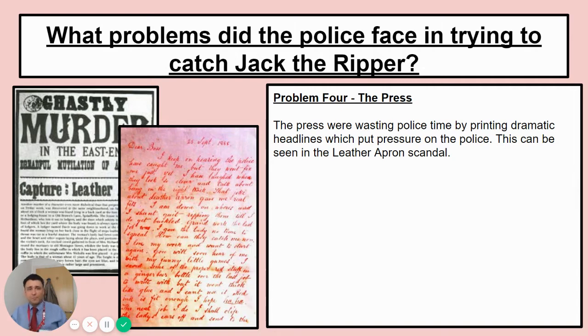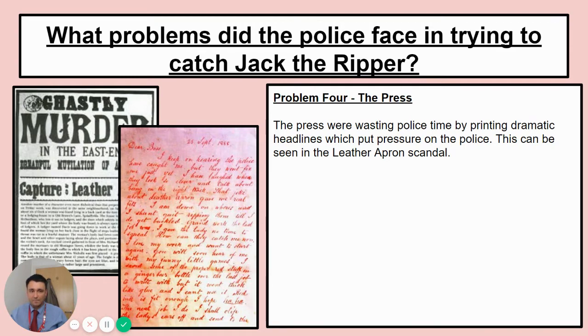Okay, problem 4, the press. Newspapers were getting involved as well, and lots of the local newspapers in Whitechapel were very anti-police, because they knew that's what people wanted to read about. They knew people didn't like the police force, so they would produce anti-police stories in order to sell copies. They were wasting police time by producing dramatic headlines which put pressure on the police to catch Jack the Ripper.